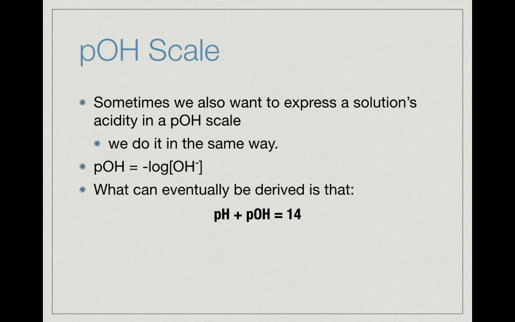What we eventually can derive, if we want, is that the pH value of a solution plus its pOH value is going to equal 14. The 14 comes from the 10 to the minus 14 for that Kw.